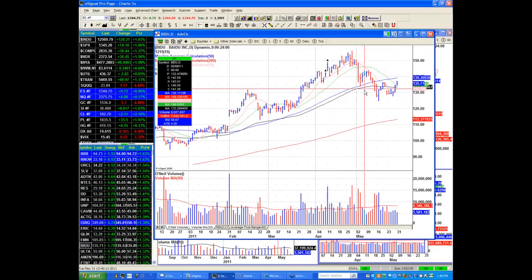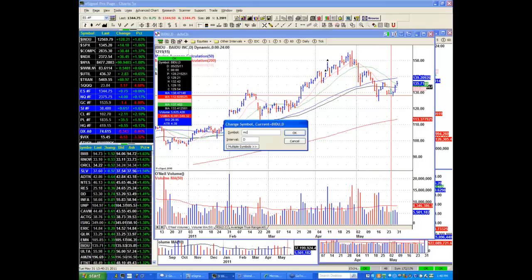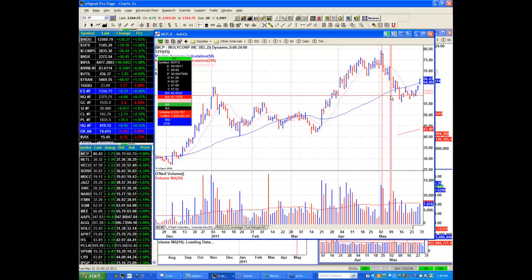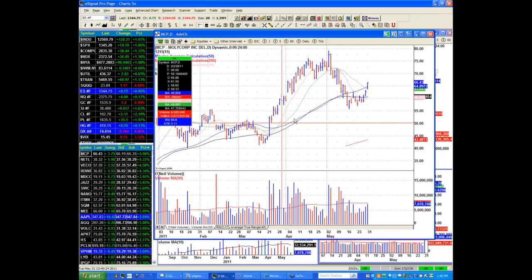You know, Baidu also is trying to form a low. This may turn out to just be a base, so we keep an eye on this. A lot of these stocks, though, if they do come out, you're going to start to see pocket pivots. So we do like Molycorp. You know, somebody's asking if Dr. K owns it again. But you did have a, what's that?